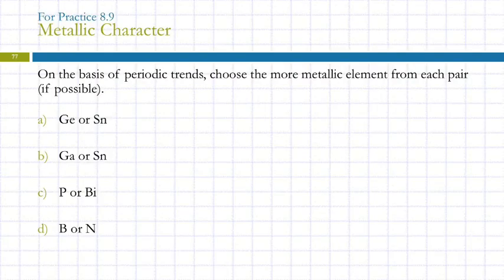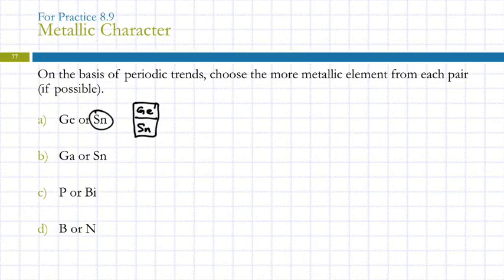So on the basis of periodic trends, choose the more metallic element from each pair if possible. Well, this is similar to some of the ones we've done. For the other trends, germanium or tin, we need to find those guys on the periodic table and see where they are in relation to each other. So there's germanium, there's tin. Which is more metallic? Tin, the one on the bottom.